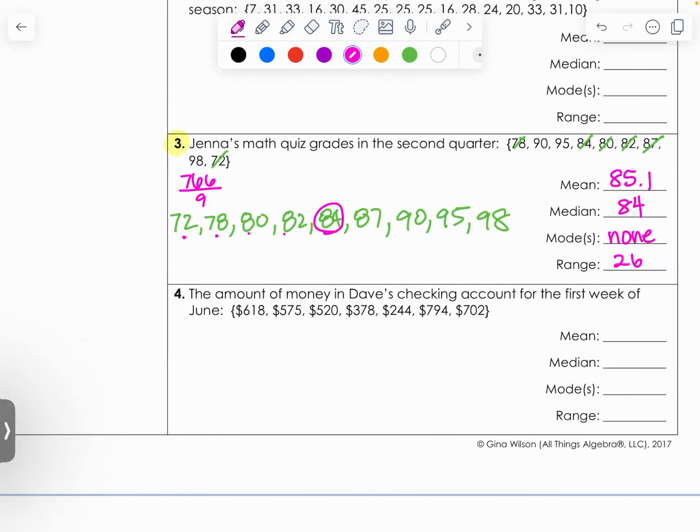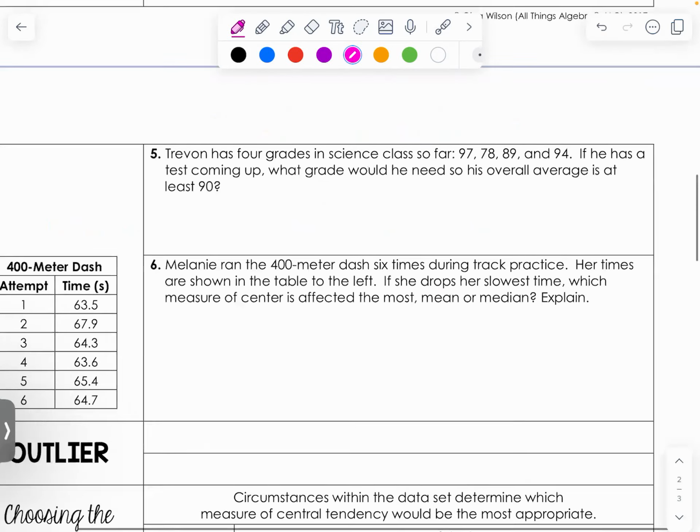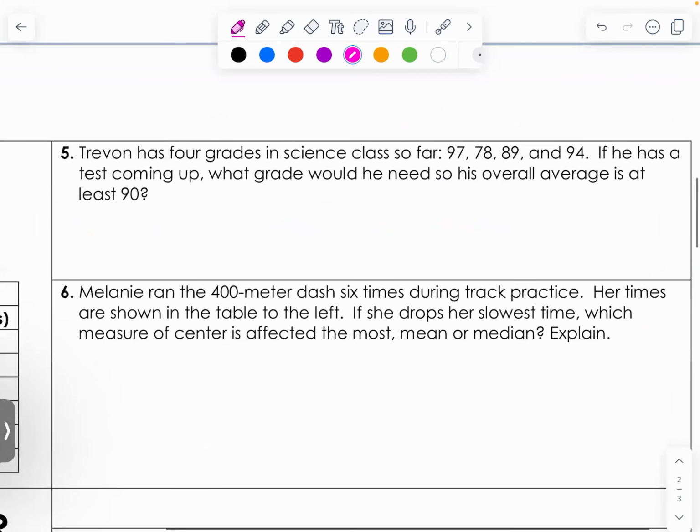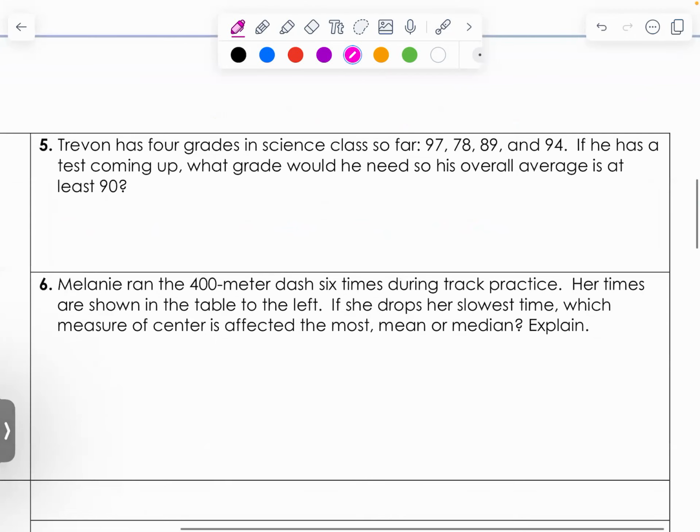All right. I want you to go to page 2. All right, Trevin has 4 grades in science class so far. He has a 97, 78, 89, and 94. If he has a test coming up, what grade would he need so his overall average is at least a 90?